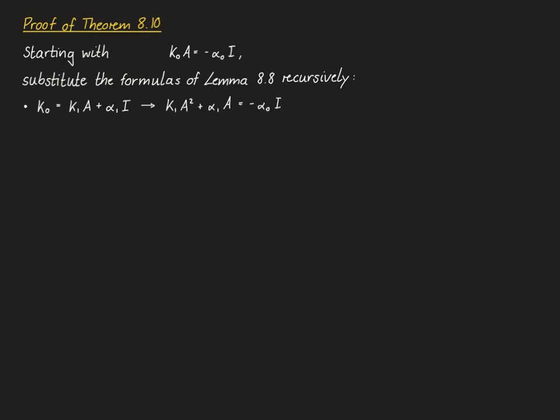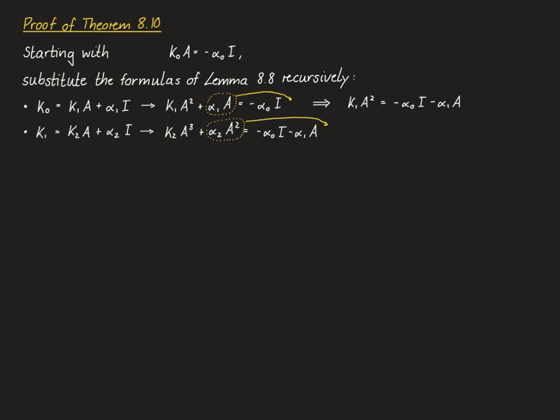Here we can bring the term alpha_1 A to the right-hand side, and then we substitute the next formula, which states that k_1 is equal to k_2 A plus alpha_2 I, which, when substituted for k_1 into here, yields k_2 times A to the power 3 plus alpha_2 times A to the power 2 is equal to minus alpha_0 times the identity minus alpha_1 times A. Again, we can bring the second term on the left-hand side over to the right-hand side. And now we can already see where this is going.